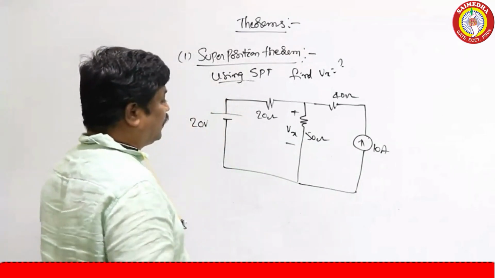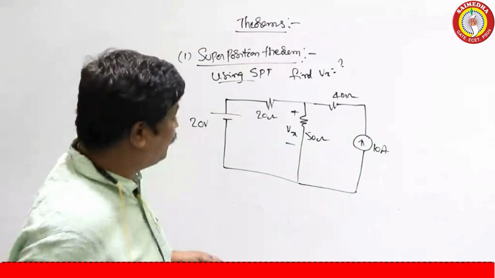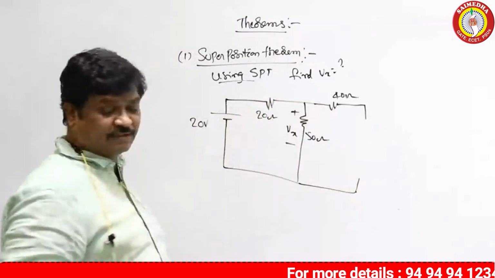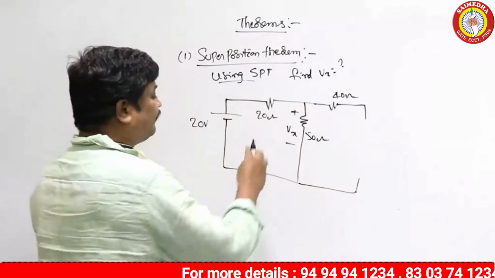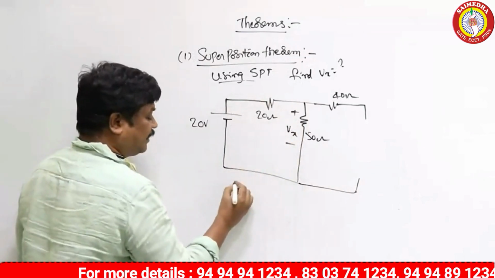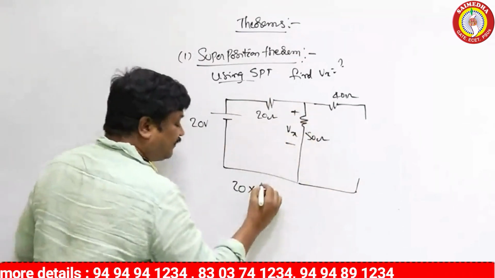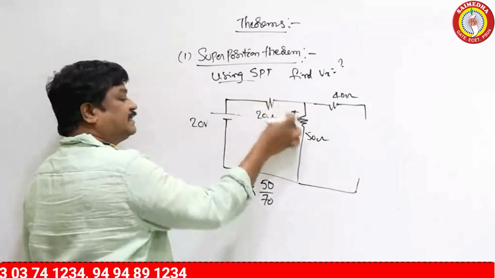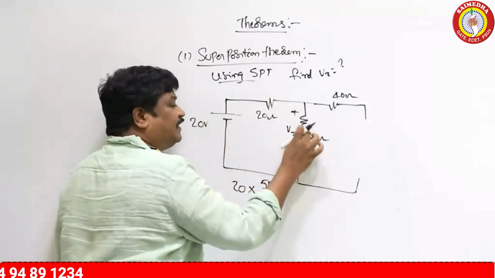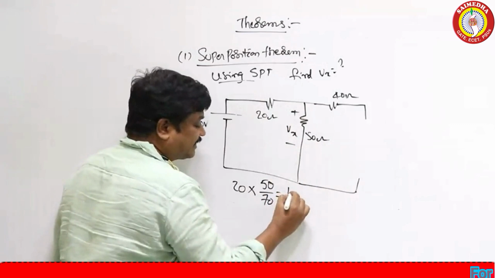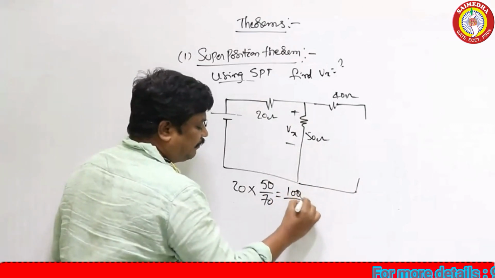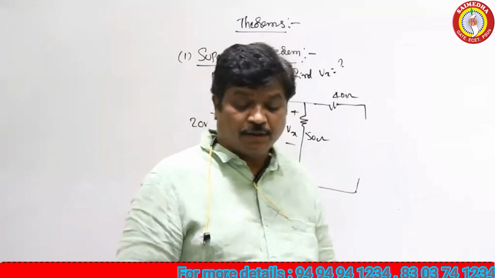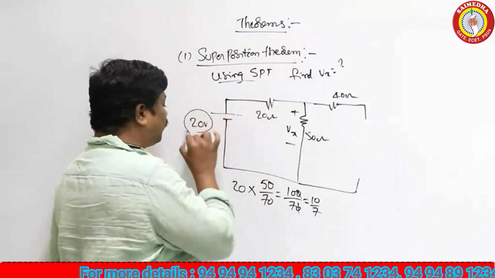Now, for this first case, if you apply this voltage source, make this current source 0. So what is the voltage Vx here? 20 into 50 divided by 70. Potential divider formula. These two are the series resistors. 20 into 50 divided by 70 is 100 by 70, which is 10 by 7. 10 by 7 volts due to this 20 volt source.